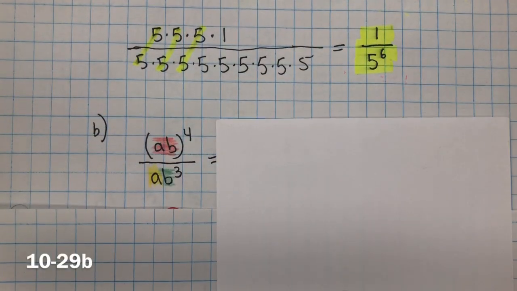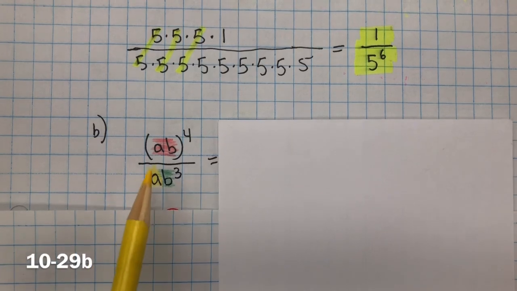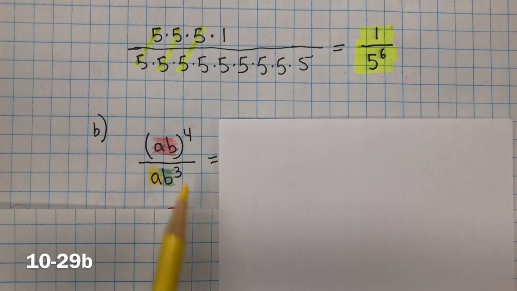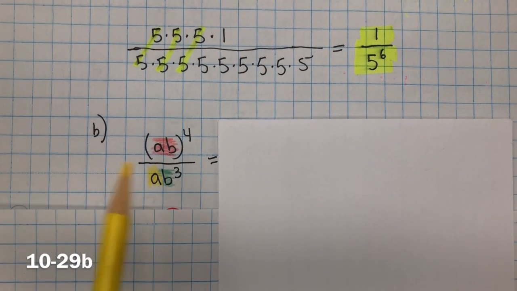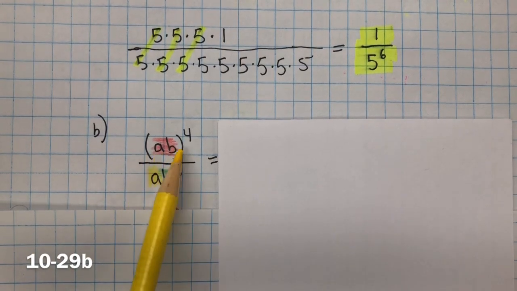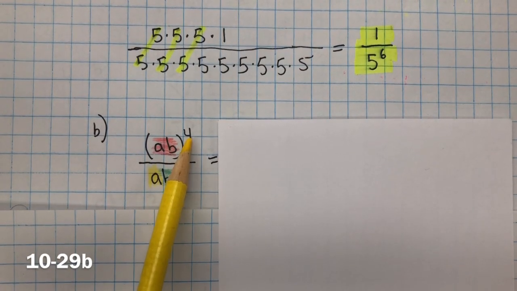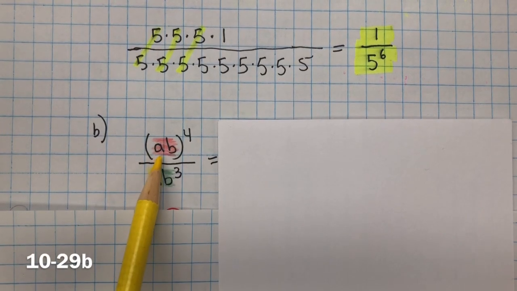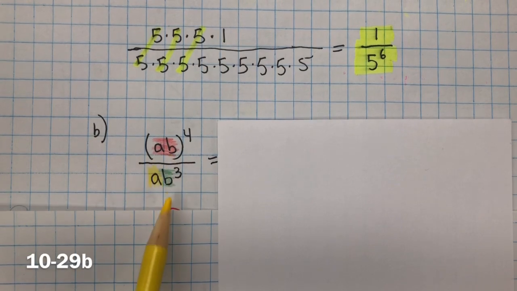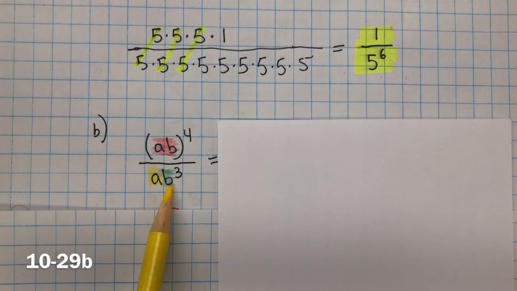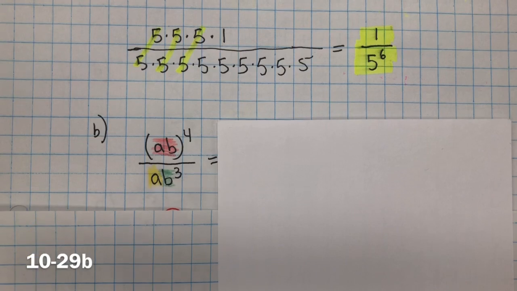For problem 29b, we need to simplify (ab) to the 4th over a times b to the 3rd. So it's important to recognize that this one has parentheses. In the numerator, this 4 is going to the a and the b. It's everything inside. It's a group. So I have 4 groups of a times b. This exponent 3 is only attached to the b. It only applies to the b, not to the a.